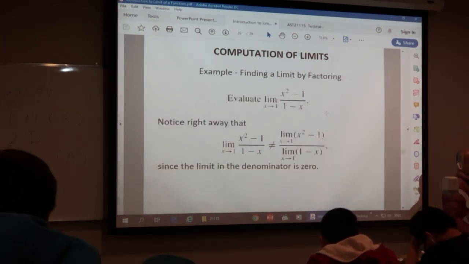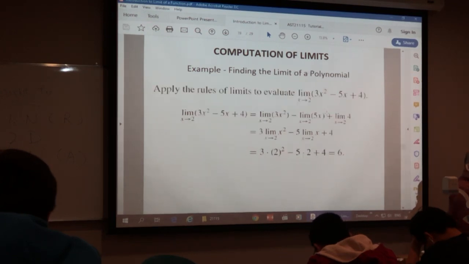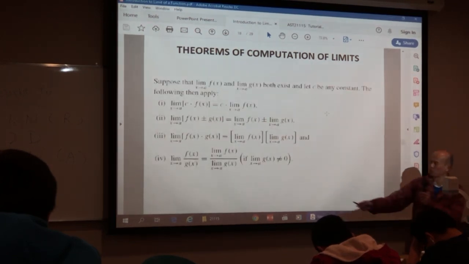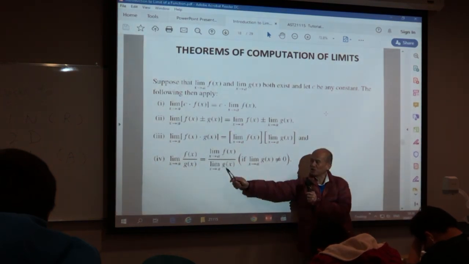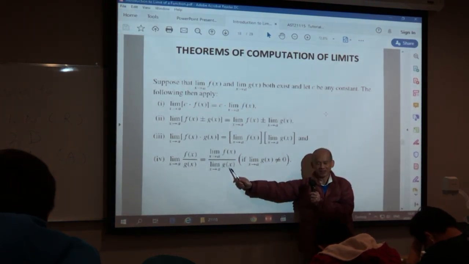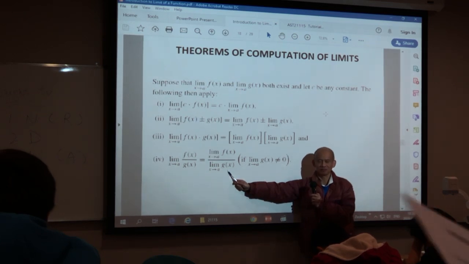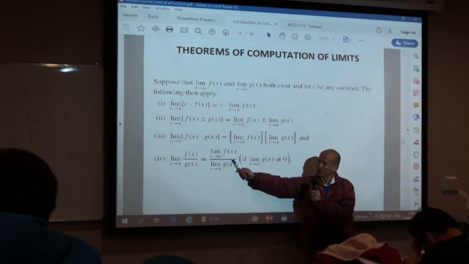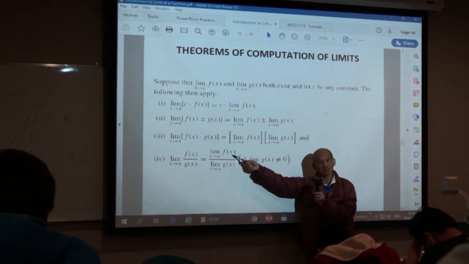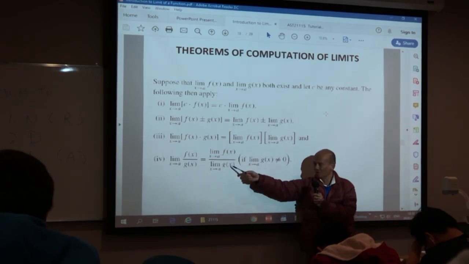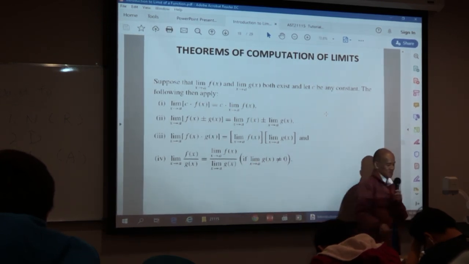This one is an example of the last rule. Whether we can do this depends on whether this one exists and is non-zero. If either of these does not exist, we cannot apply this. Even though both exist, this one cannot be zero. Now, this one does not have a problem, it can be zero. Only this one cannot be zero.